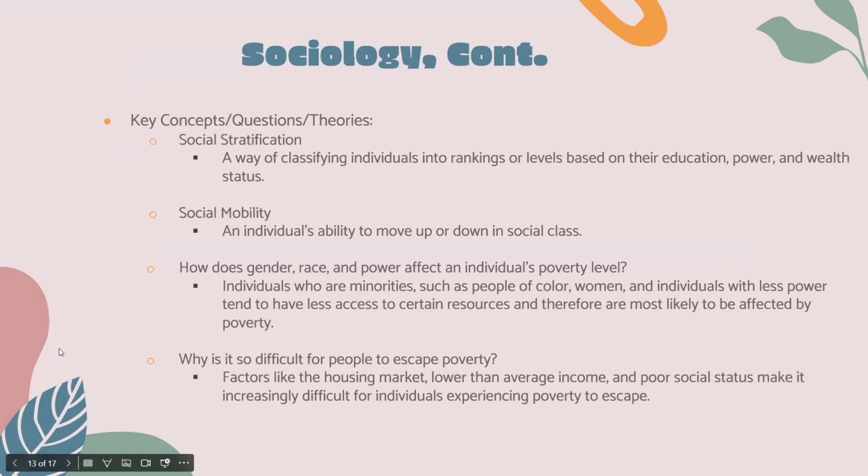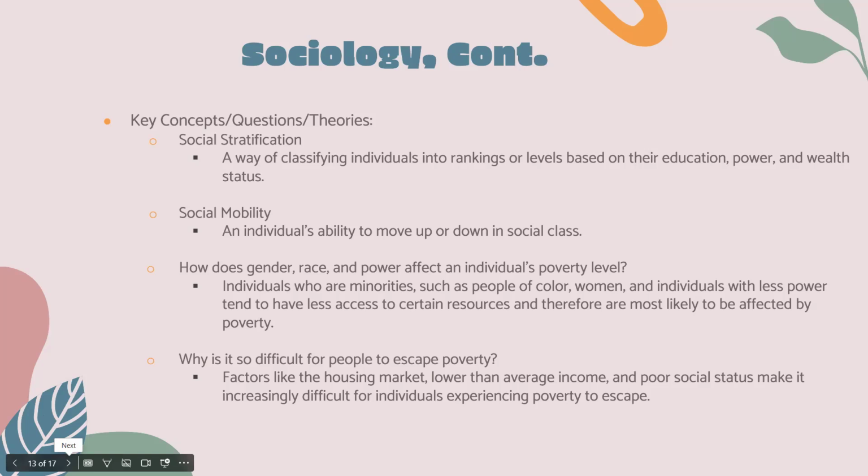Up there. So sociology continued, some key concepts, questions, or theories. First, there's social stratification. This is just a way of classifying individuals into rankings or levels based on their education, power, and wealth status, and just overall social status. There is social mobility, which is an individual's ability to move up or down the ladder in social class, and whether they have the ability to move up or down.